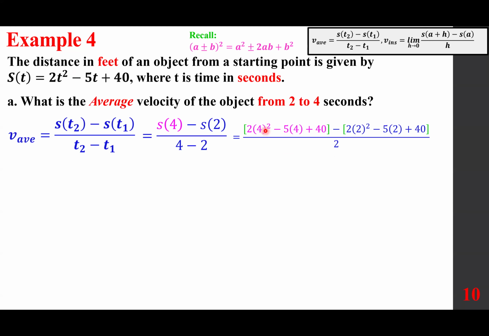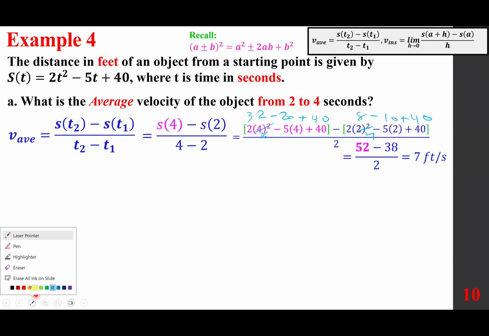4 squared is 16, times 2 is 32, minus 20 plus 4, and that gives us 52. 2 squared is 4, times 2 is 8, minus 10 plus 4. So it's minus 2, giving 6. 52 minus 6 is 46... Units of the numerator over units of time, units of the distance over units of time: feet per second.